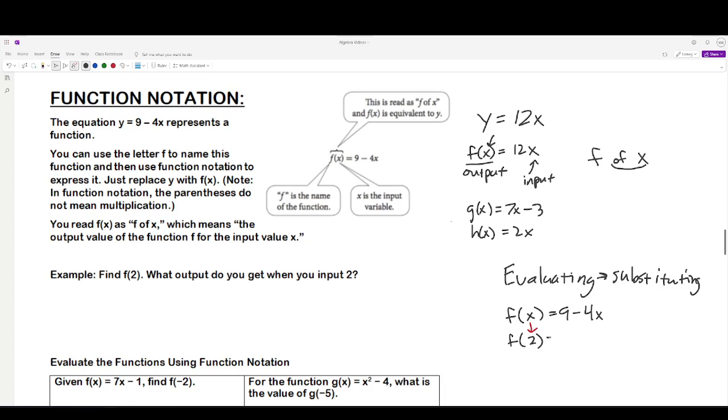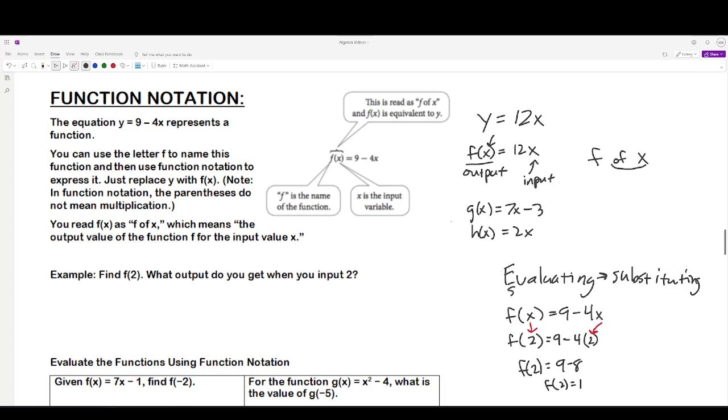To find that, we literally do the same thing. We replace x with 2. So wherever the x was, we substitute the value of our input, which is 2. So we have an input of 2, and our output, f of 2, is going to be 9 minus 8, which is 1. Notice in this part, we're not solving anything. We're just simplifying or evaluating.